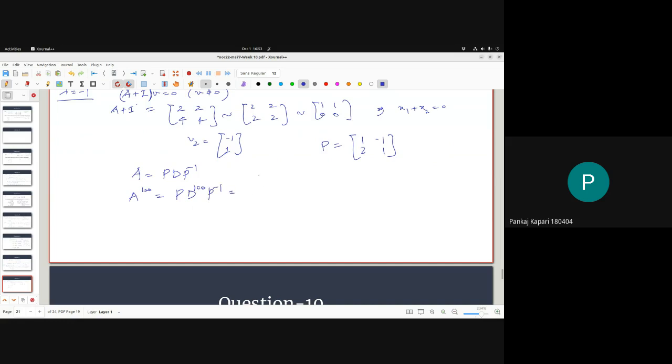So what is P? It's 1, 2, minus 1, 1. What is D to the power 100? D was 5, minus 1, 0, 0. If you take the 100th power, then you will have 5 to the power 100, 0, 0, and 1, because minus 1 to the power 100 is 1. Now what is the inverse of P?